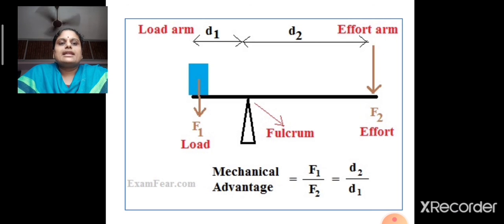The mechanical advantage of a lever is given by F1 by F2, which is equal to D2 by D1, where F1 is the load and F2 is the effort. D1 is the load arm and D2 is the effort arm.